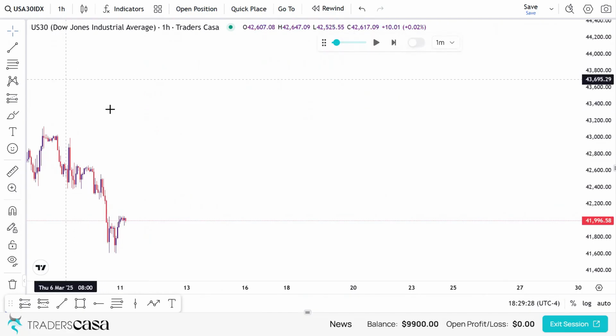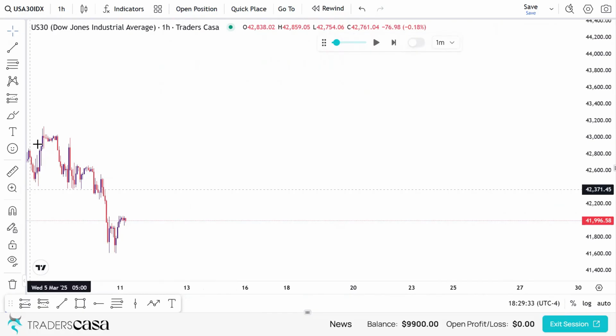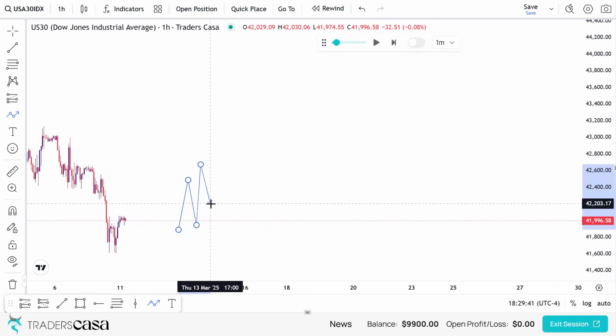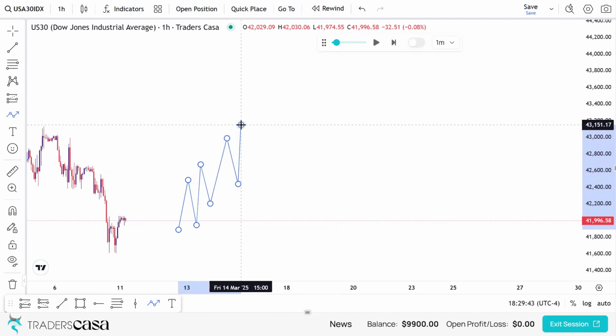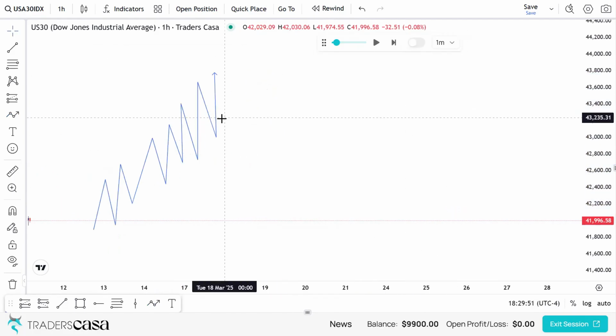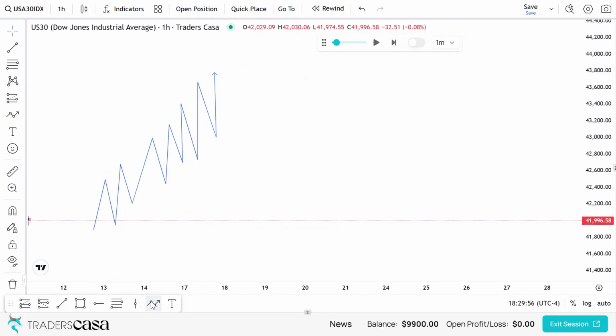We can either have a bullish order flow, we can have a bearish order flow, and we can have a ranging order flow. So basically, a bullish order flow is just something like this: higher high, higher low, higher high, higher low, and so on. Then a bearish order flow is just basically the reverse of this.